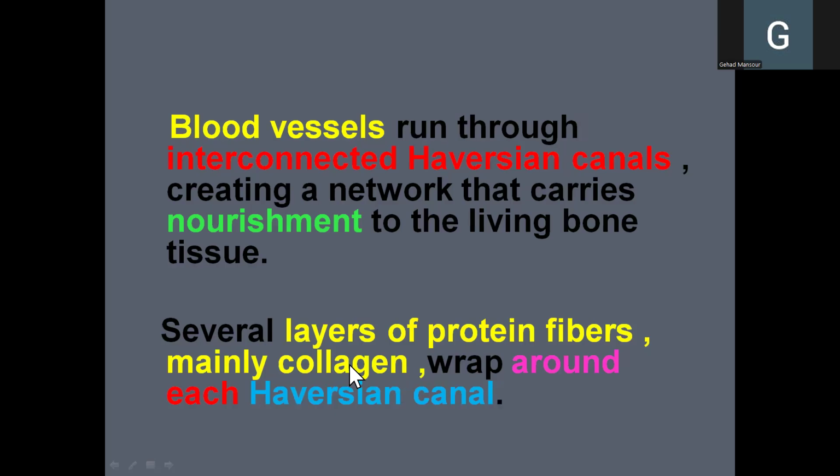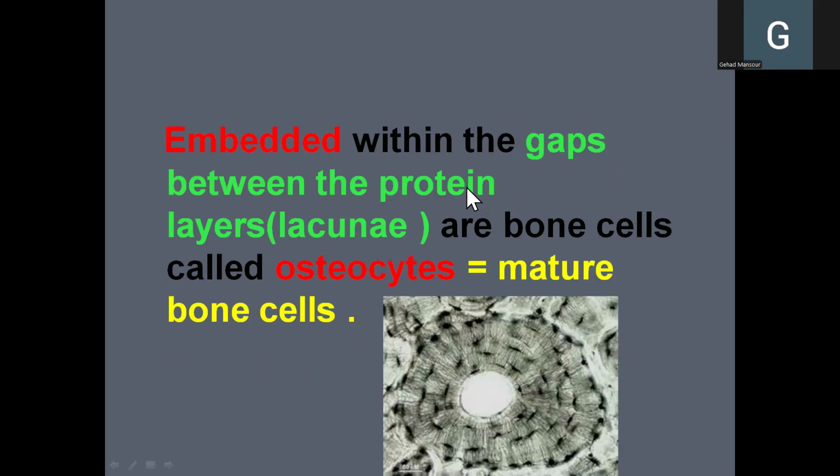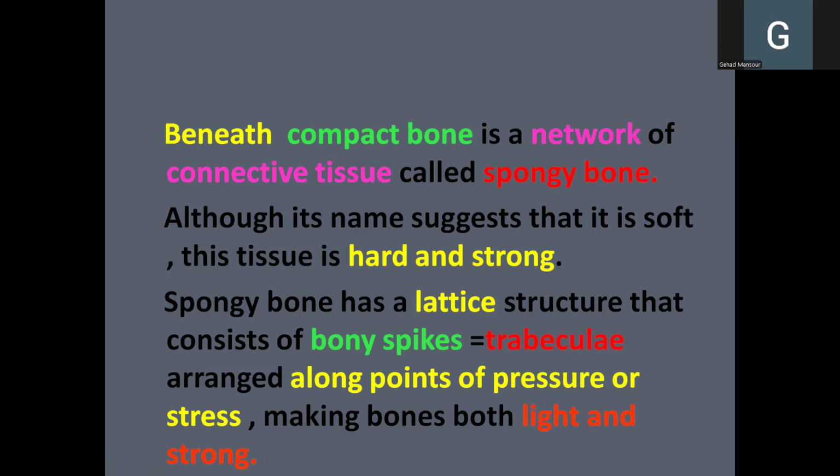But here, the slide talks about the very initial stages when the matrix is still non-calcified, because we will be talking about ossification or calcification after this. Embedded within the gaps of those protein lamellae, because those protein lamellae intentionally leave spaces or gaps, which are called the lacunae. And inside those lacunae, as we said before, we have the mature bone cells.